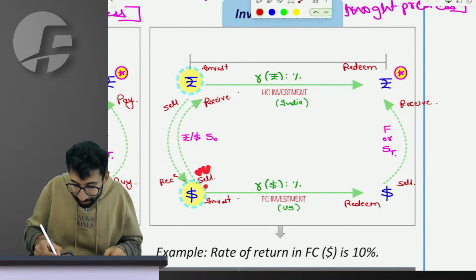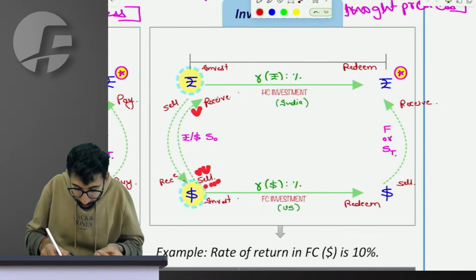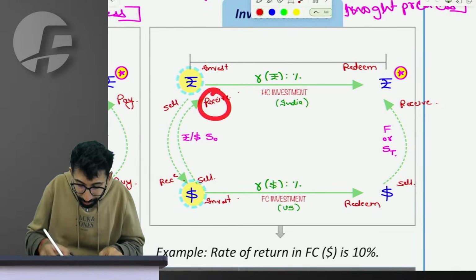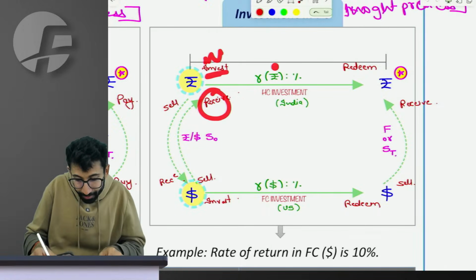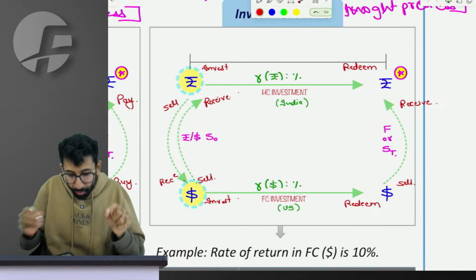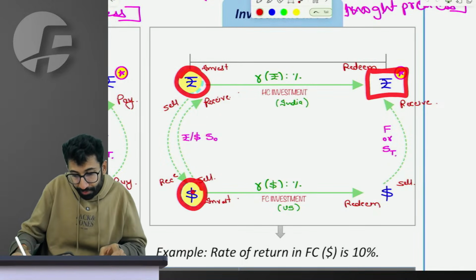I will sell these dollars, receive rupees against those dollars at the spot rate, and the rupee amount received I will invest at the rupee rate of return and ultimately redeem the rupee. Meaning to say, the starting point is this or this, and the end point has to be this.